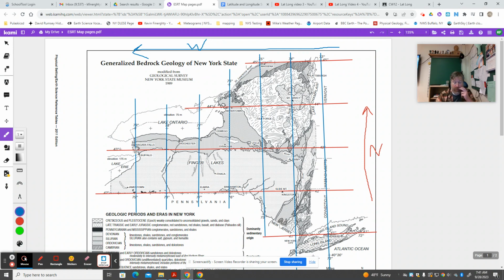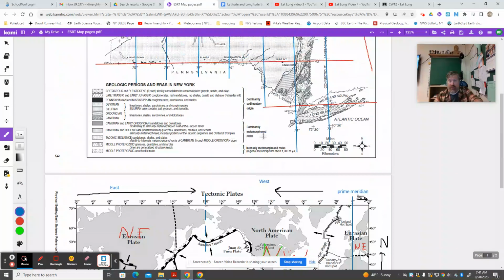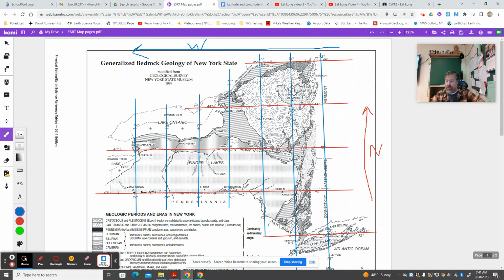Okay, so once you have all of these lined up on your little piece of paper, then you can jump into the classwork, take a stab at that, see how that goes, and we'll have opened the door for latitude, longitude.